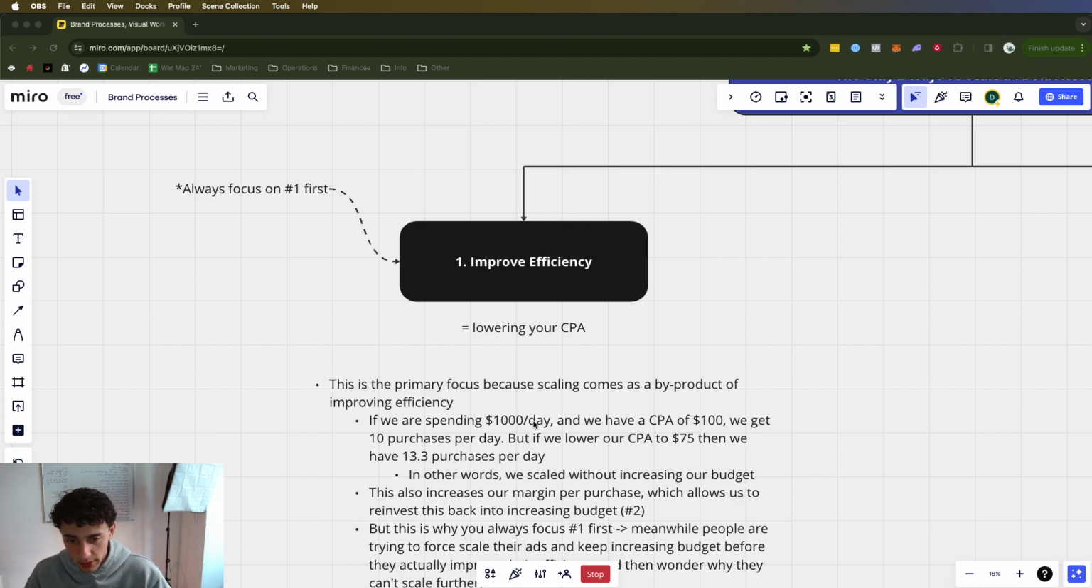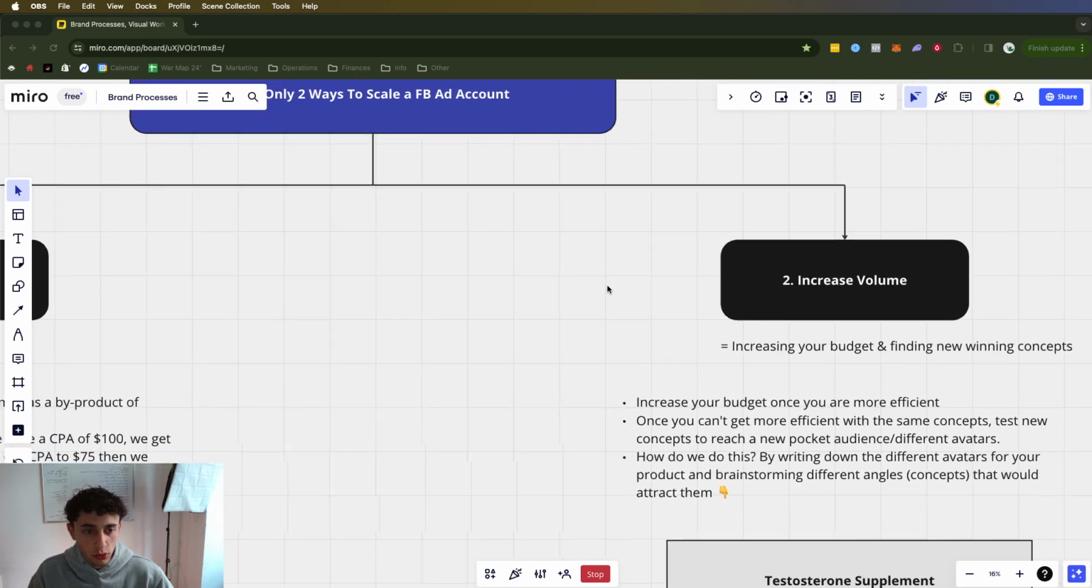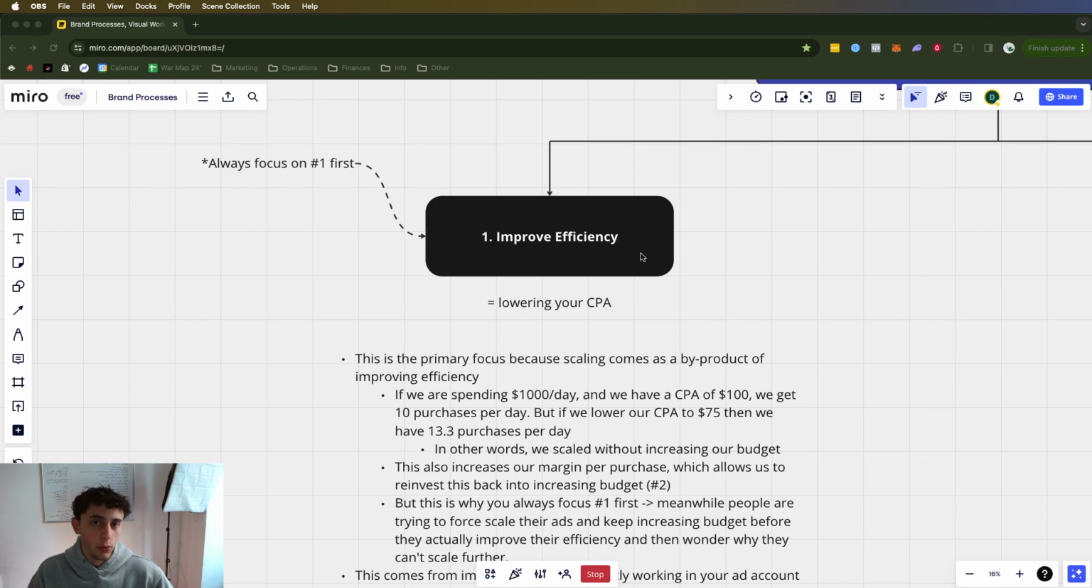So if we're spending 1,000 per day and we have a CPA of 100, we get 10 purchases per day. But if we lower our CPA to 75, then we have 13.333 purchases per day for the same $1,000. In other words, we scaled without increasing our budget, because a lot of people like to try forcing scale. They just increase budget, CPA goes up, and they're like, oh, why am I not scaling? Well, it's because you went straight to number two, but you got to do number one first.